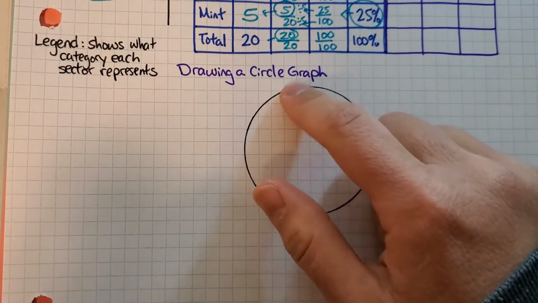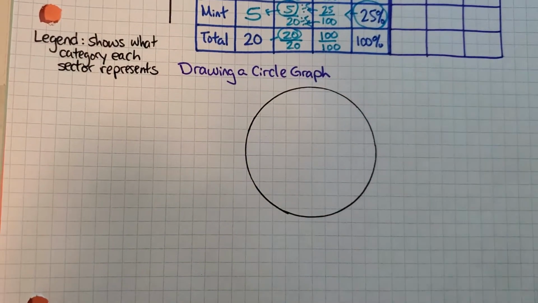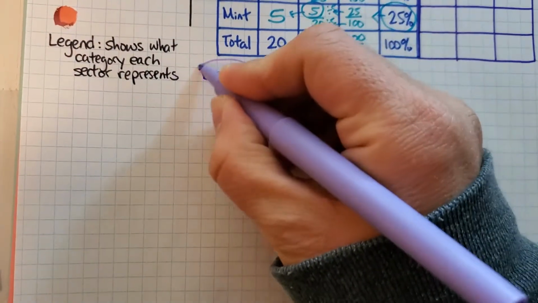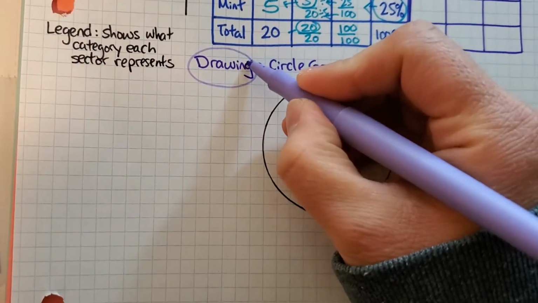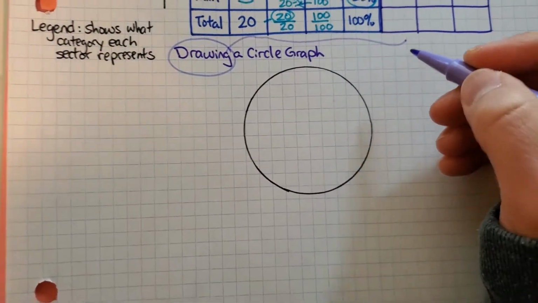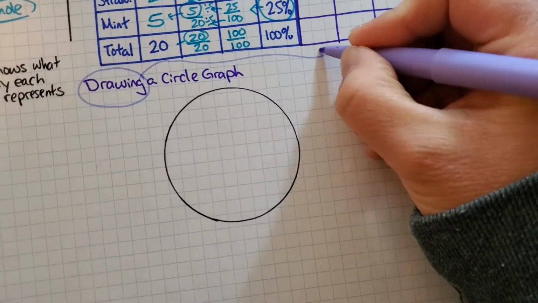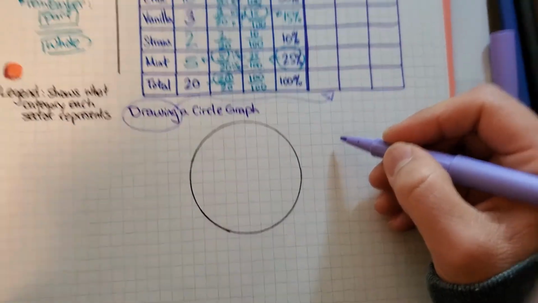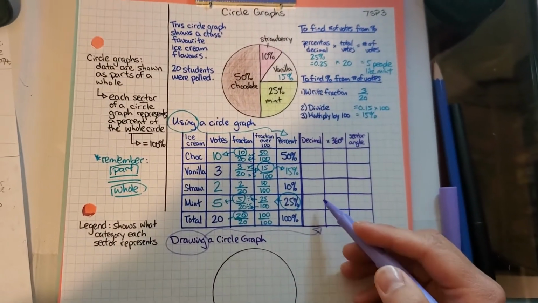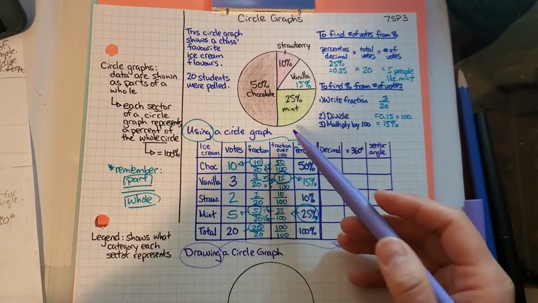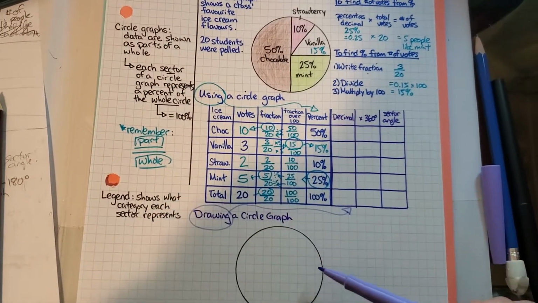Alright, now we're dealing with how to draw a circle graph. The whole bottom part of these notes is going to be this side of the table and how to make sector angles and actually drawing it. We're taking the same circle graph, same situation. Top part using, bottom part drawing.